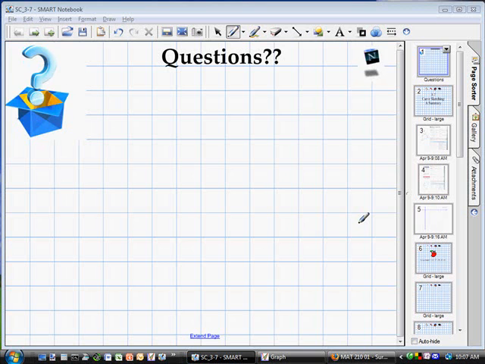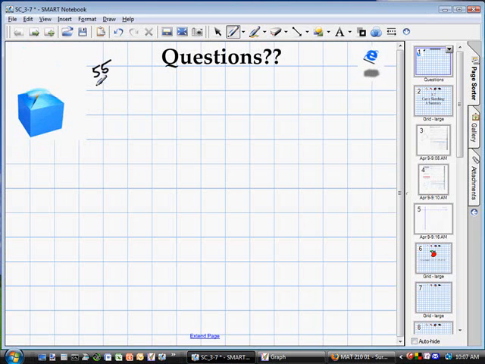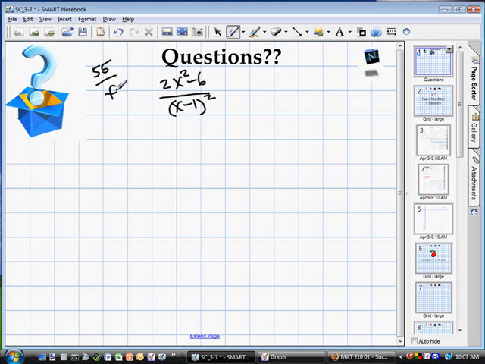Sketch the graph. Use intercepts, extrema, asymptotes as sketching aids. All right, let's see what we got. We have the equation 2x squared minus 6 divided by x minus 1 quantity squared. So we're supposed to do what we can to sketch this thing.